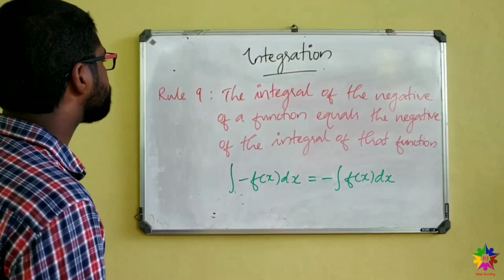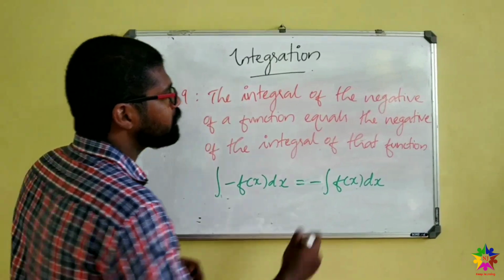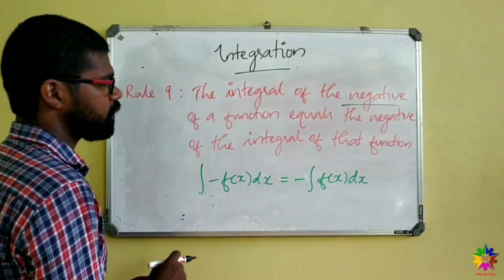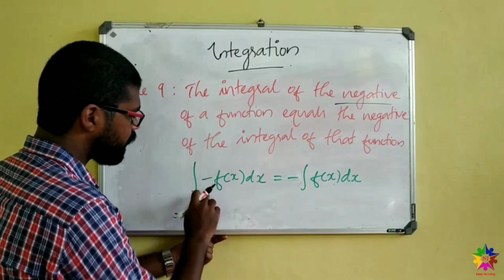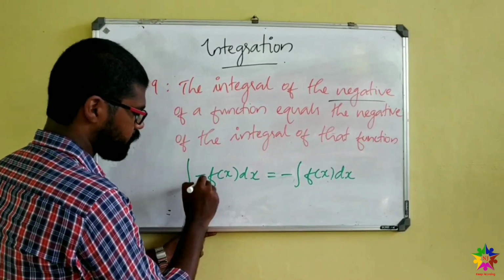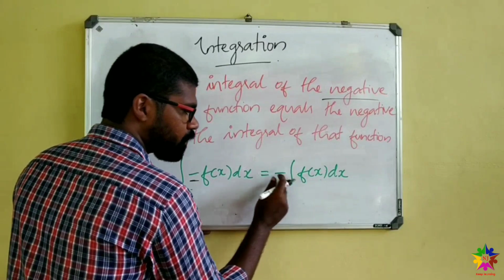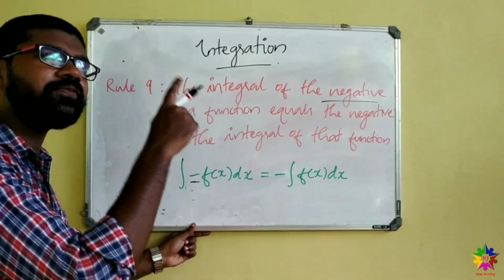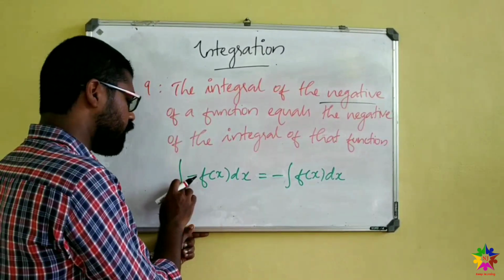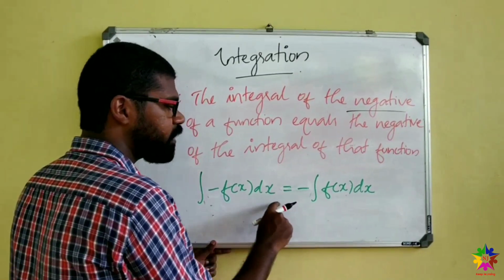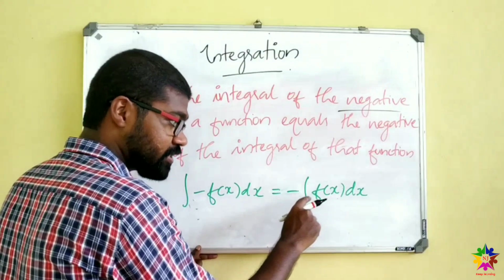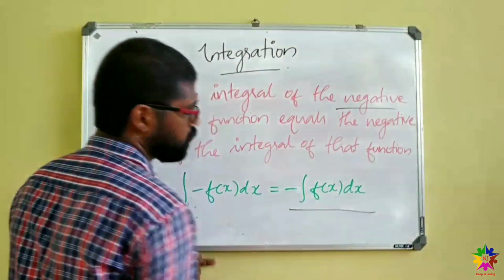Let's see the ninth rule. The integral of the negative of a function equals the negative of the integral of that function. It's very simple. We have to take the negative outside, just as we took the constant outside. That is, integral of negative f of x dx is equal to negative integral f of x dx.